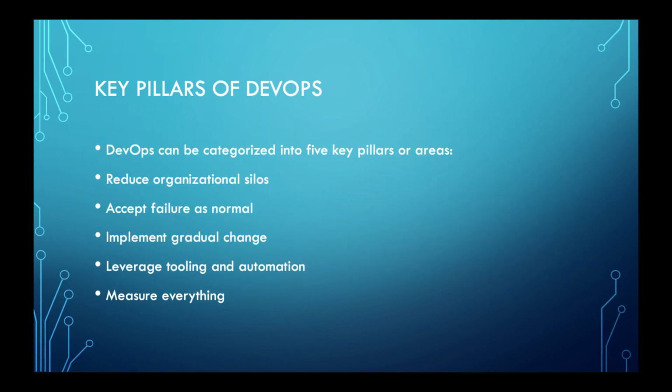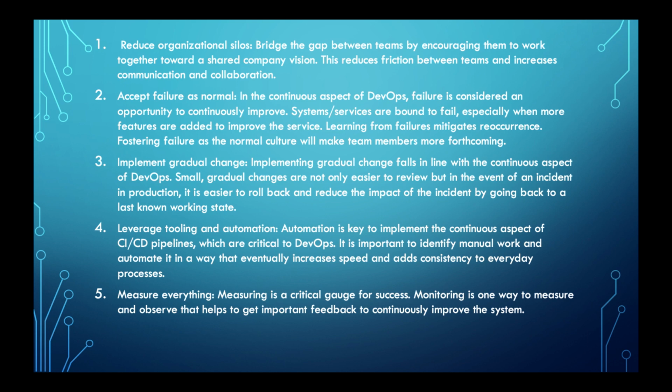They are: reduce organizational silos, accept failure as normal, implement gradual change, leverage tooling and automation, and measure everything. Let's discuss each one by one. First one is reduce organizational silos. Bridge the gap between teams by encouraging them to work together toward a shared company vision. This reduces friction between teams and increases communication and collaboration.